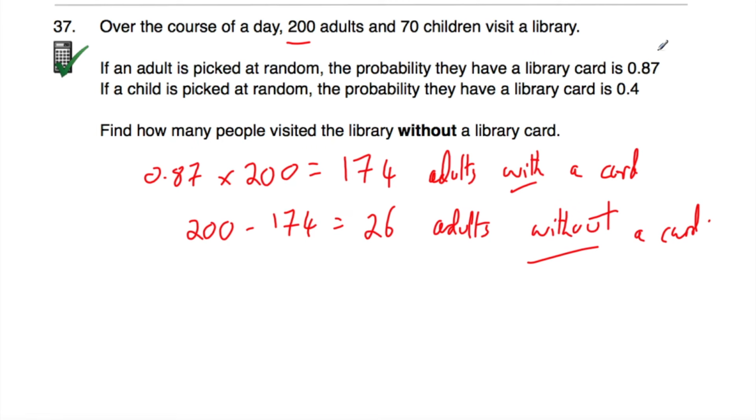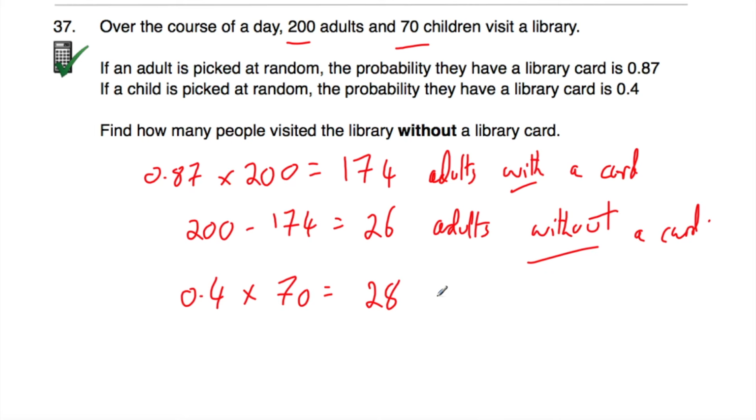There was another way to do that. You could have taken the 0.87 away from 1, which is 0.13, and do 0.13 times 200, and that's equal to 26 as well. Okay, so that's the adults. Now let's deal with the children. So we'll take the probability that they have a library card, which is 0.4, and times that by 70, because there's 70 children, and that's equal to 28.